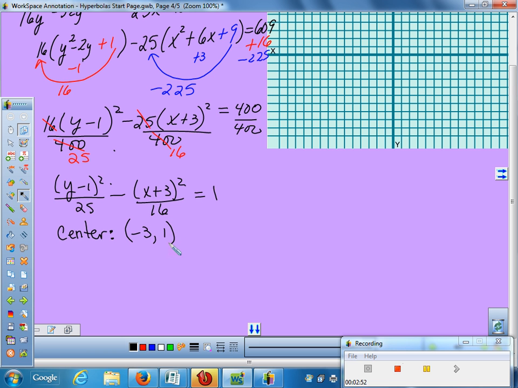So watch your variables. Okay, will it be horizontal or vertical? This one will be vertical because y is first. Okay, and then how do you know a and b? A is which number? The first number. But that's a squared. So if a squared equals 25, that means a is 5, and if b squared equals 16, then b is actually 4.